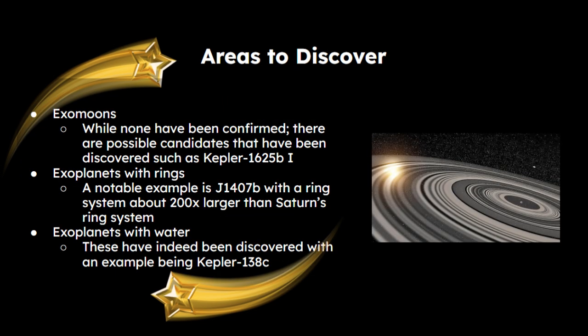Exoplanets have opened up a wide field of study. Some new areas of discovery could include exomoons. While none have been confirmed, possible candidates have been discovered, such as Kepler 1625b I. Then there are exoplanets with rings. A notable example would be J1407b, with a ring system about 200 times larger than Saturn's ring system. And then exoplanets with water. These have indeed been discovered, with an example being Kepler 138c.